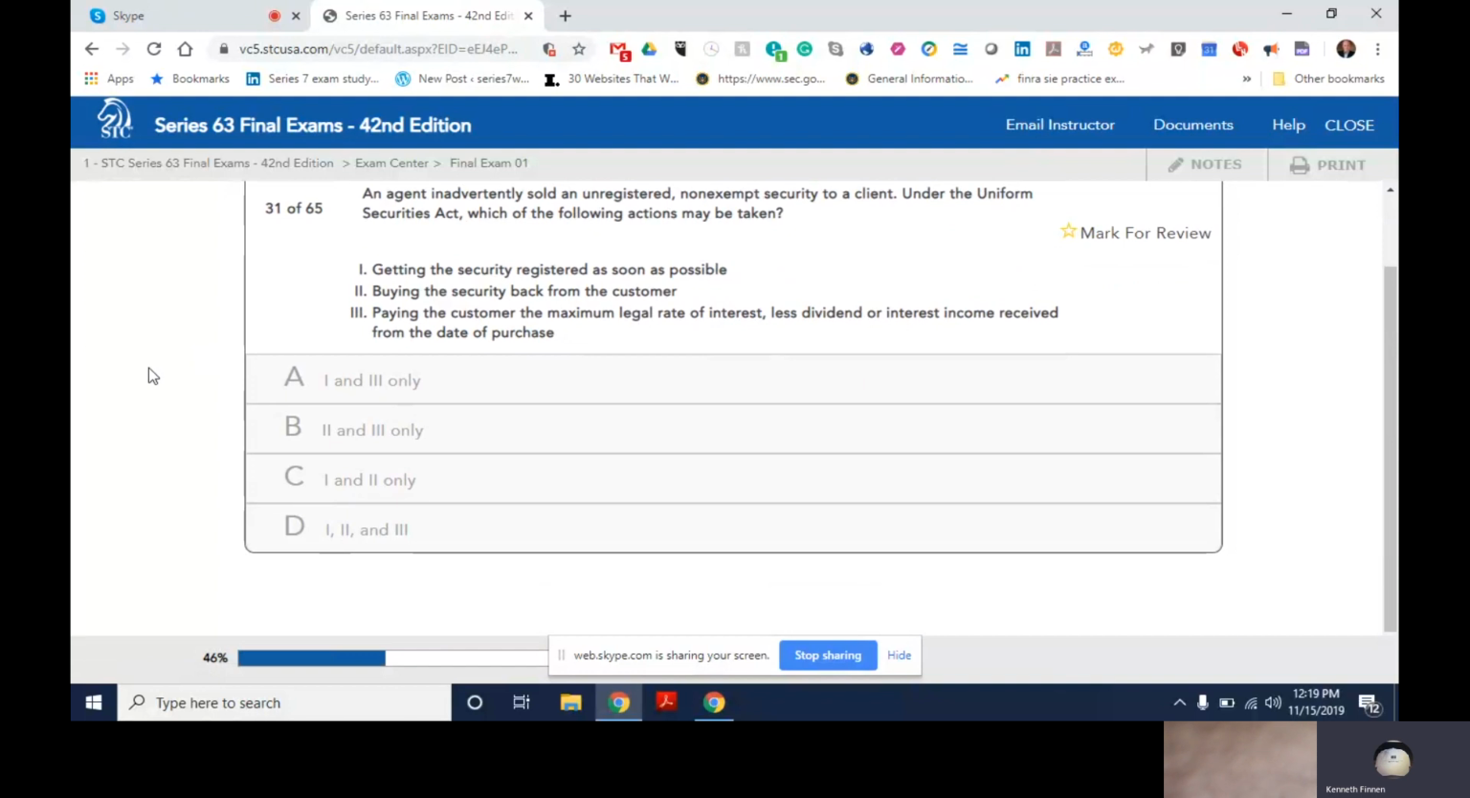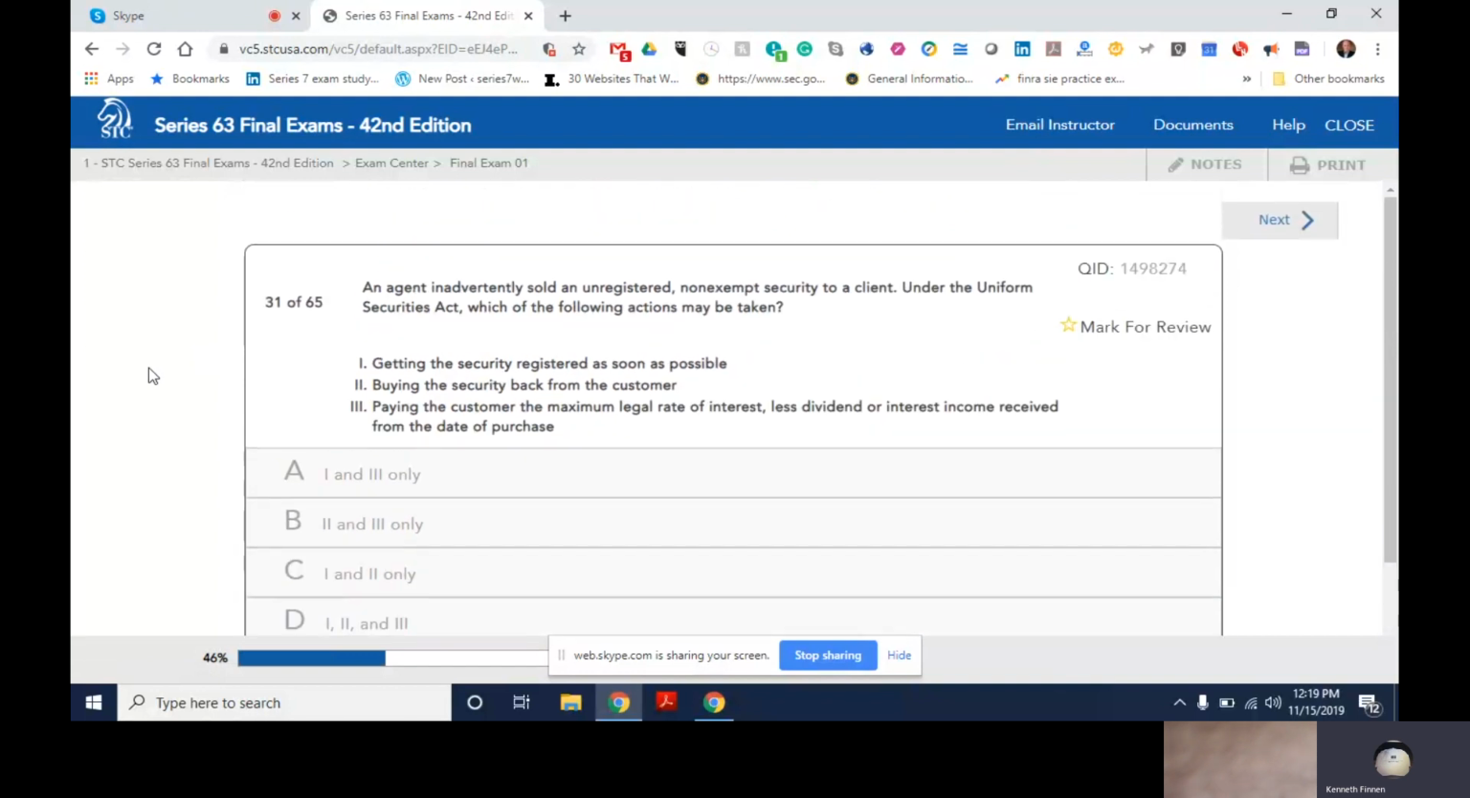An agent inadvertently sold an unregistered non-exempt security to a client. Under the USA, which of the following actions may be taken? I sold an unregistered non-exempt security. Not a good thing. 1, getting the security registered as soon as possible. That kind of makes sense, and it's a true statement, but it doesn't help you right now. So 1 is out. Buying the security back from the customer. I can do that. That's called rescission. And then 3, paying the customer the maximum legal rate of interest. This is all called rescission, making the customer whole. So the answer should be 2 and 3. Yeah, you should get it registered, but that doesn't help you in this case.